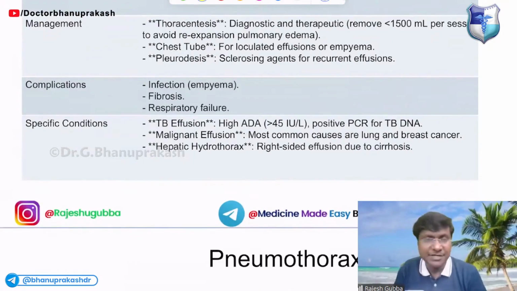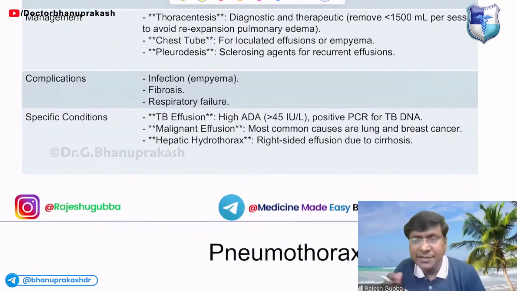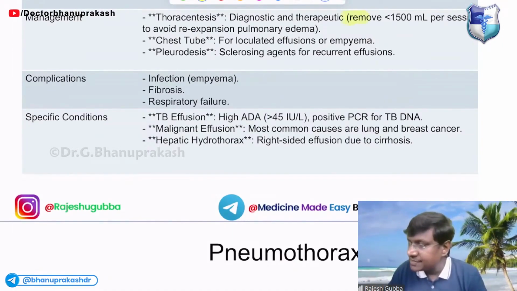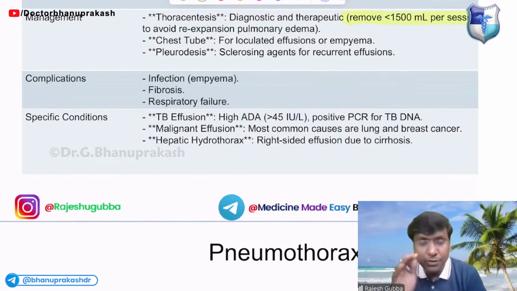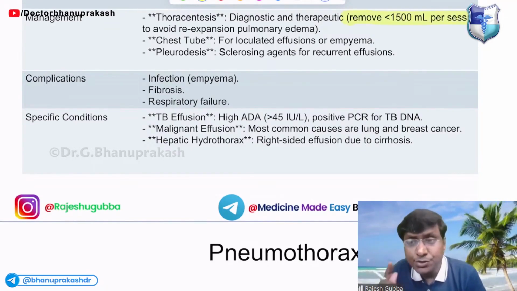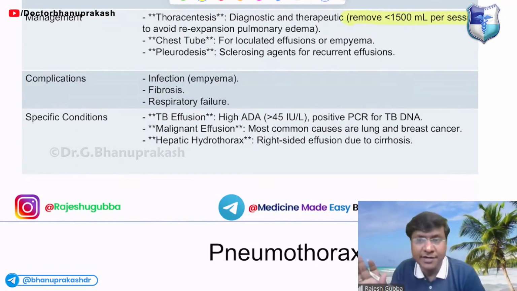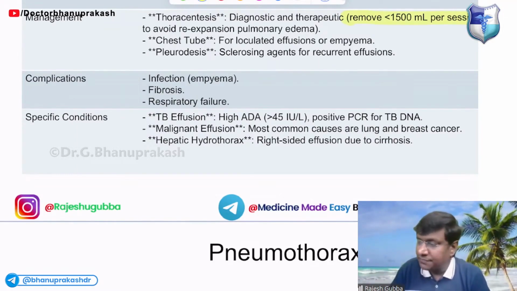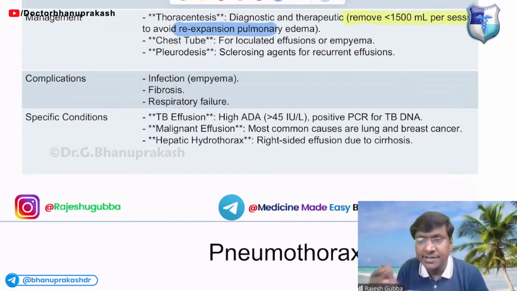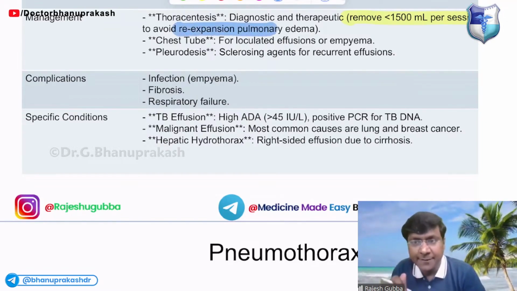Then how do you manage these patients? So the management of these individuals is you need to treat the underlying cause. But if there is massive pleural effusion causing symptoms, then you need to do pleurocentesis. But whenever you are doing pleurocentesis, you should take out the fluid less than 1500 ml per session, not more than 1500 ml. What happens if you take more than 1500 ml out? That can result in re-expansion pulmonary edema.